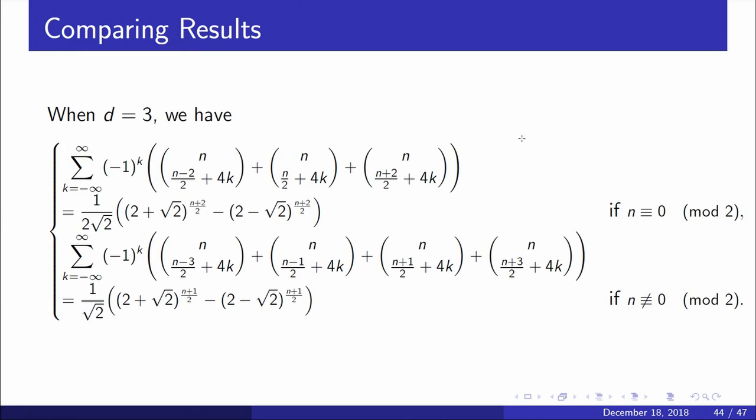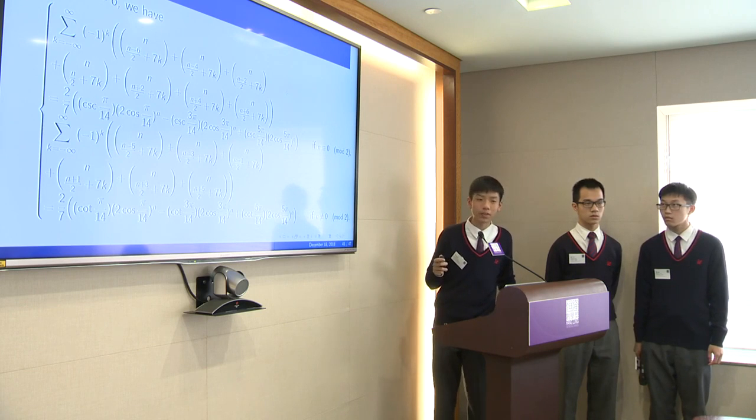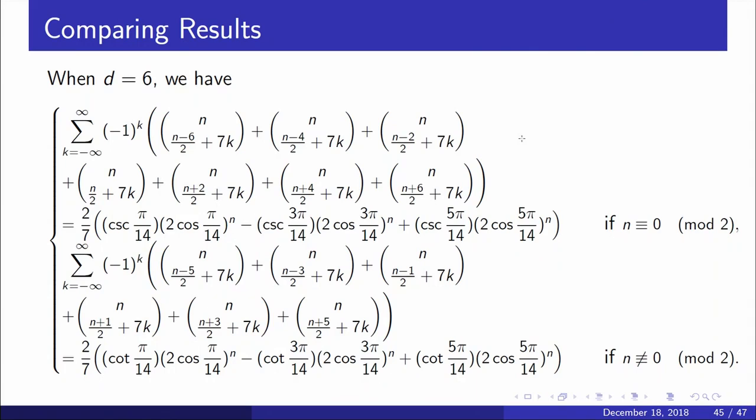And when d is equal to 3, we will have those special angles for the trigonometric terms giving surd forms. Finally, as a last example, when d is equal to 6, we have this form here where the angles cannot be further reduced. So we can finally deduce that these formulas are determined non-trivially.